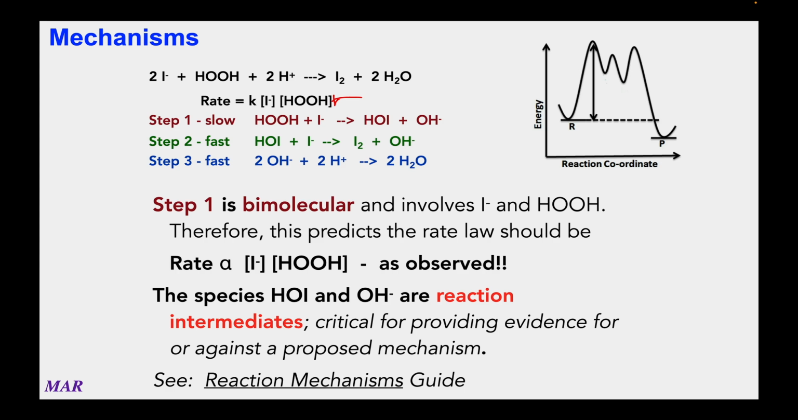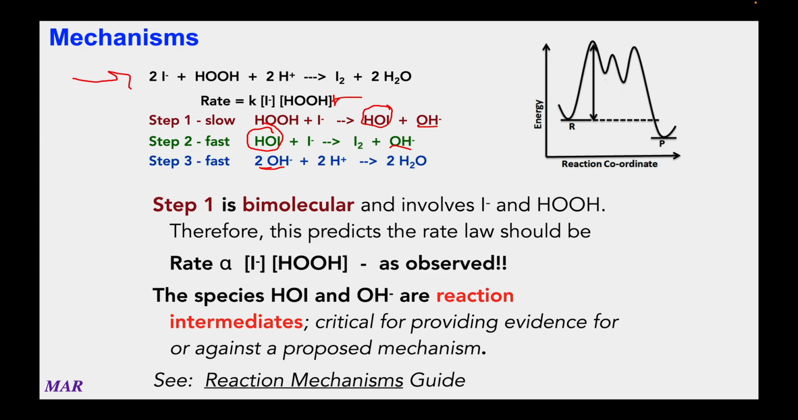So if you look at the mechanism, HOI appears at the end of step 1, and then it's used up at the beginning of step 2. So it's a product in step 1 and a reactant in step 2. When you add them together to give the overall reaction, which is right there, there's no HOI. HOI is a reaction intermediate. And the same thing for hydroxide. Now in this case, there are 2 hydroxides created, but they're both used up in the last step to make water. So reaction intermediates appear and then disappear.